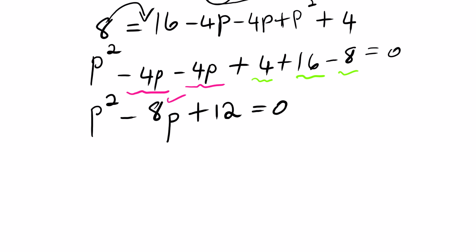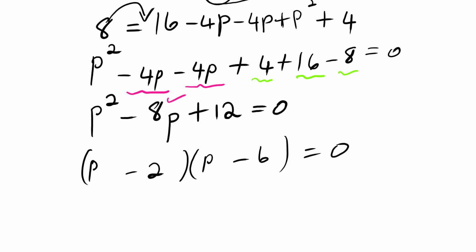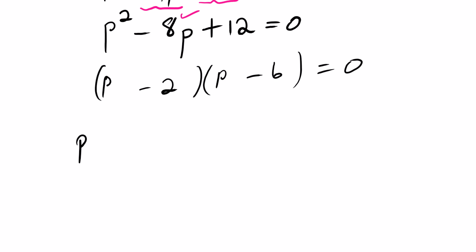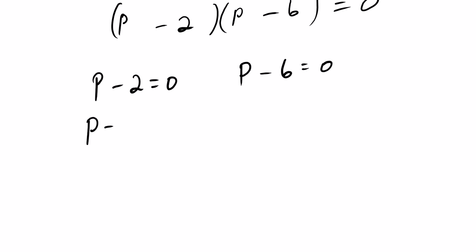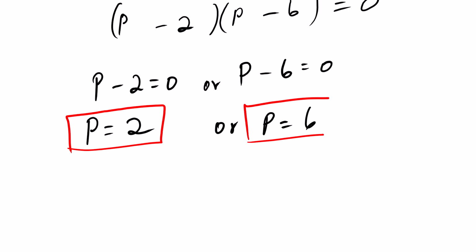So we have p and p. So it's negative 2, negative 6. p minus 2 is equal to 0. p minus 6 is equal to 0. p is equal to 2, or p is equal to positive 6. So the value of p can be positive 2 or positive 6.